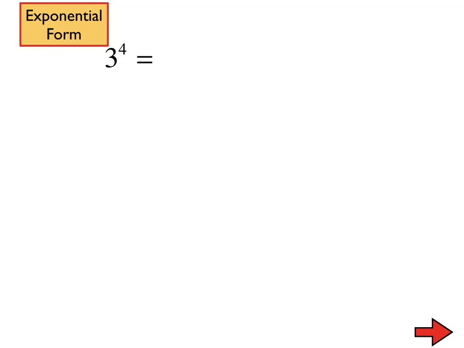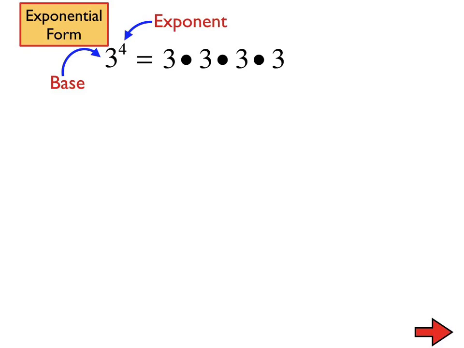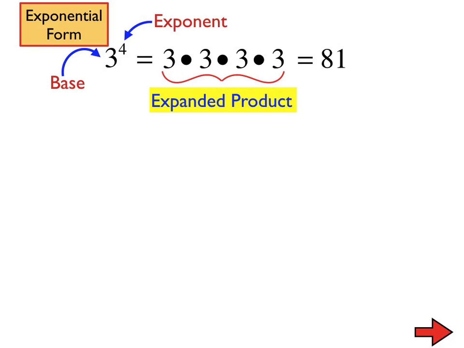This is exponential form, where there is a bigger number and a smaller number. You read this as 3 to the 4th power. The bigger number is called a base, and the smaller number is called the exponent. This is represented as 3 to the 4th power, so we read that as 3 times 3 times 3 times 3, which is an expanded product where you list it all out. And then if I ask you to evaluate that, then you would write equals 81. Okay, so exponential form, expanded product, evaluate.